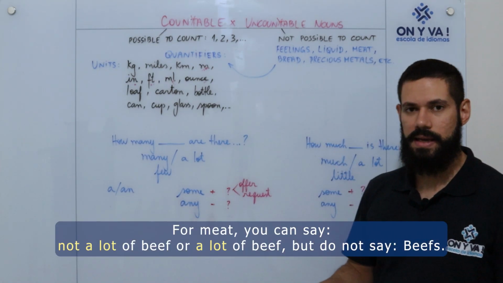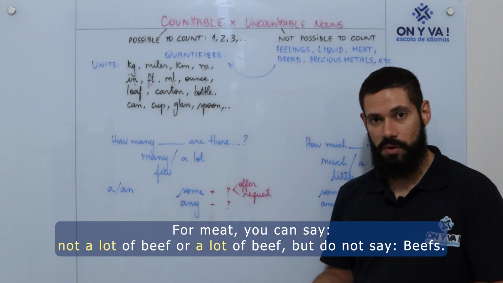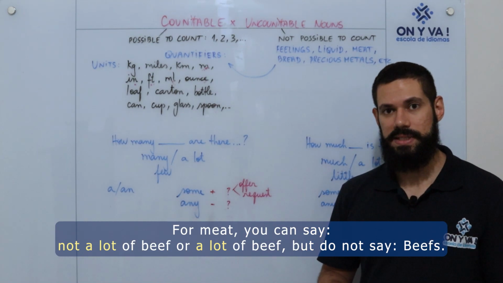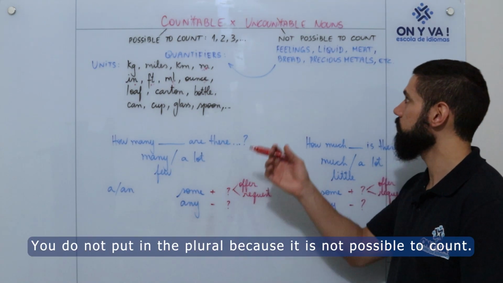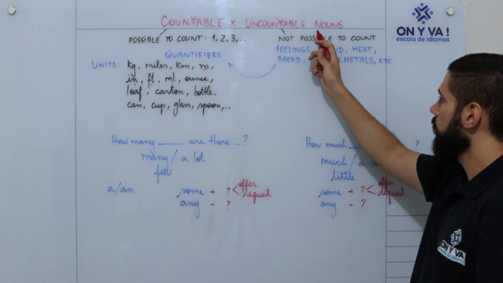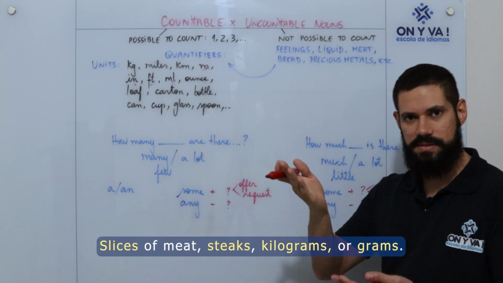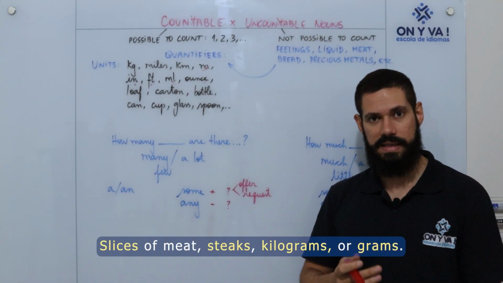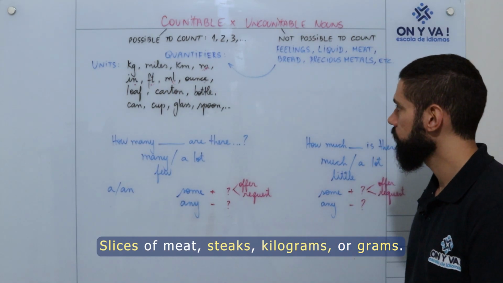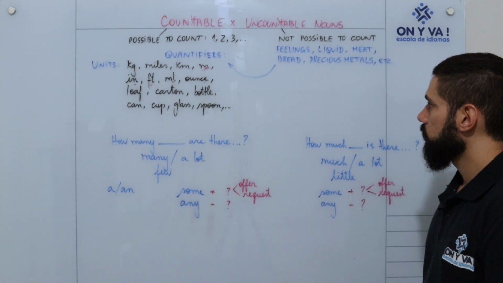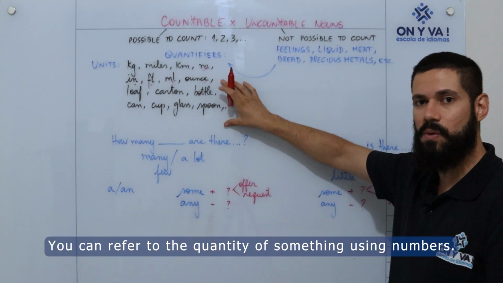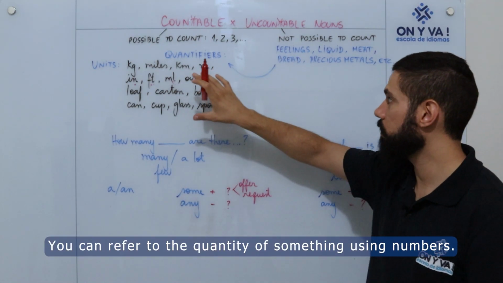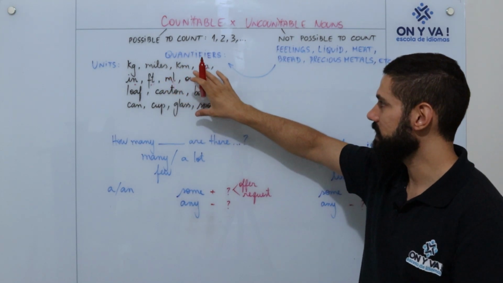Meat, you can say not a lot of beef or a lot of beef, but you don't say beefs. You don't put it in the plural, because it's not possible to count. So you need to say slices of meat or steaks or kilos or grams. Okay, so these are units. You can refer to the quantity of something using numbers, by using the units.